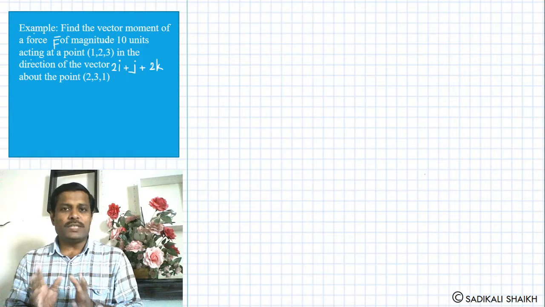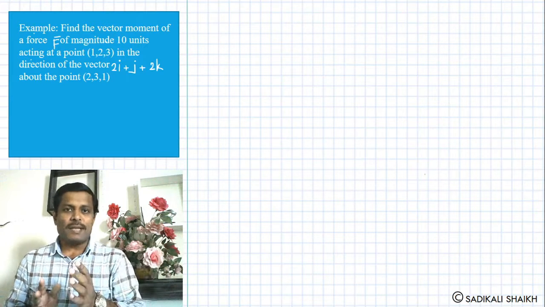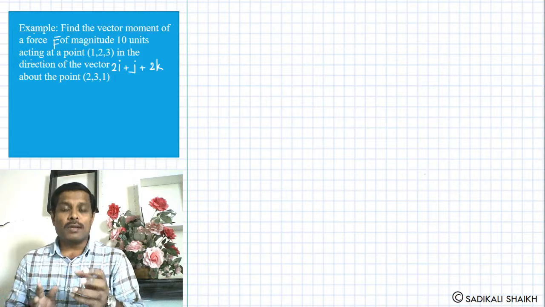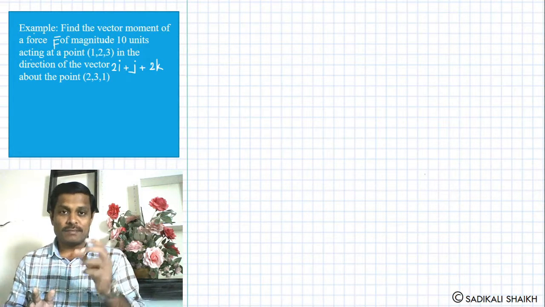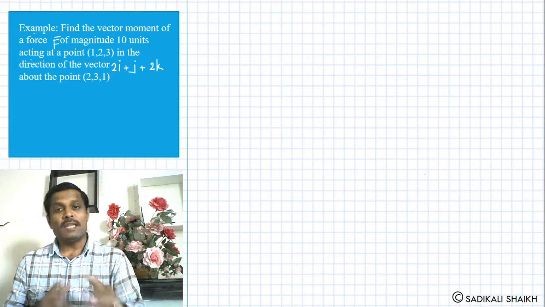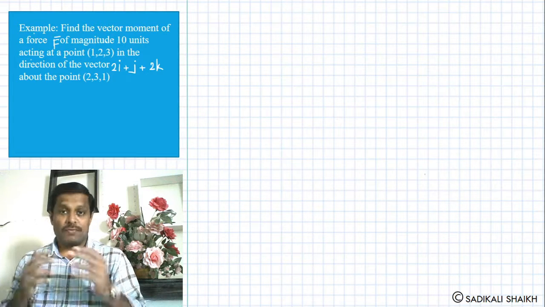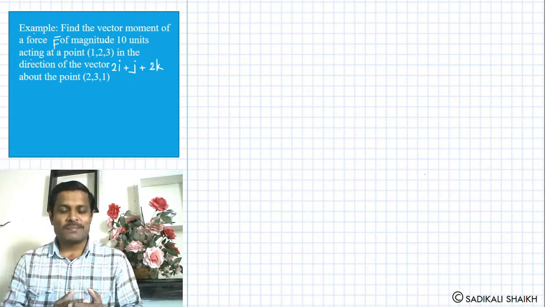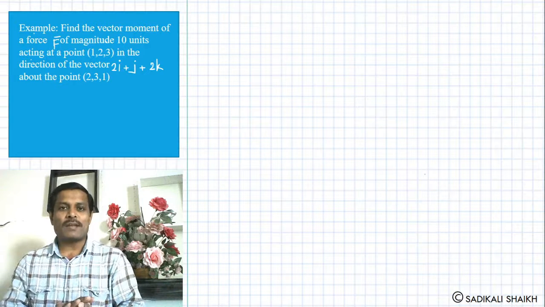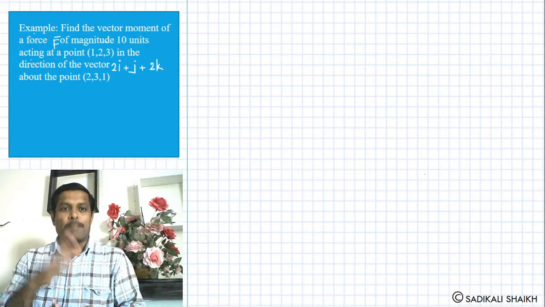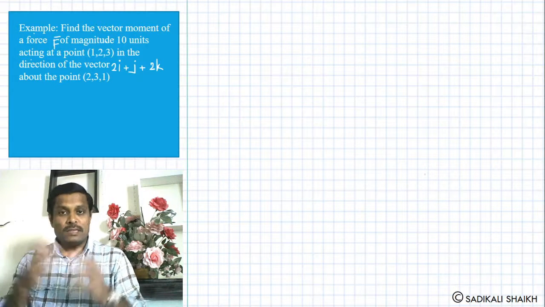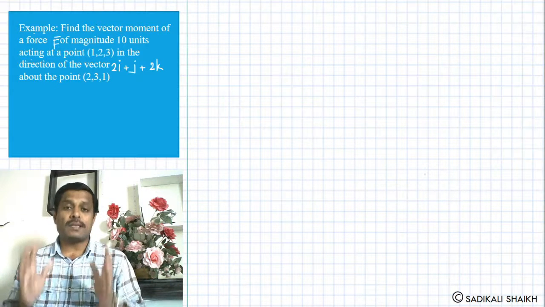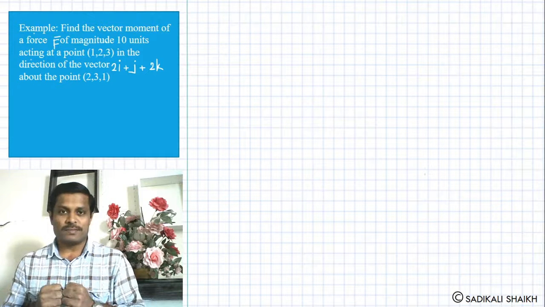Once you have the unit vector, multiply it by a number, which in this case is 10, the magnitude of the force. Then you will get a vector whose magnitude is 10. So we are maintaining the direction, creating the magnitude, and in this way we can construct the required force.